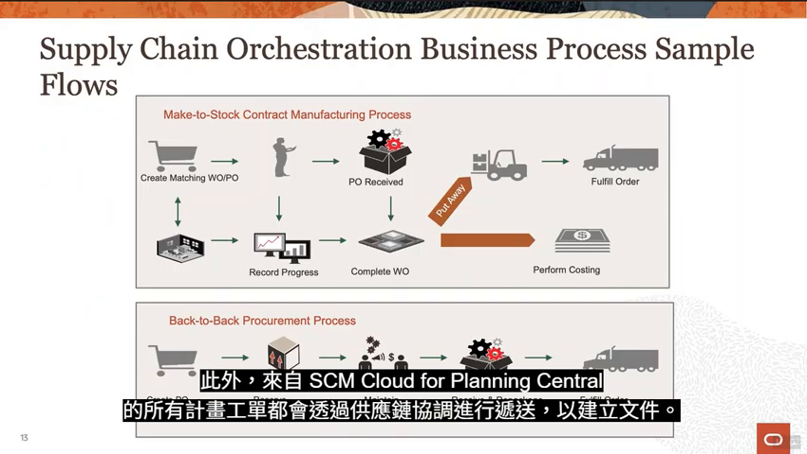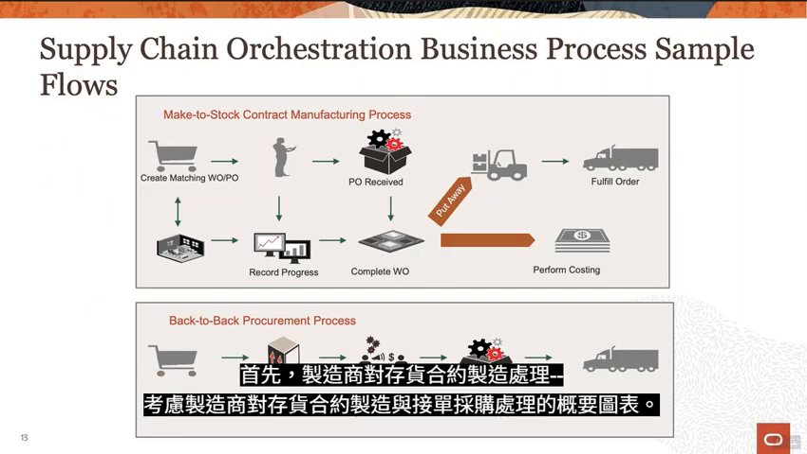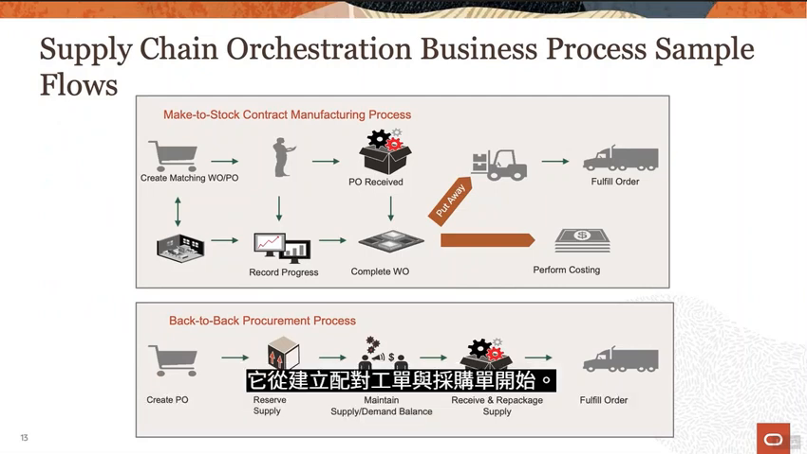Consider the diagram of make-to-stock contract manufacturing and back-to-back procurement processes. It starts with creating a paired work order and a purchase order. The work order tracks the progress of supply in the contract manufacturer's plant, and the purchase order serves as a contractual agreement between the enterprise and the manufacturing plant.